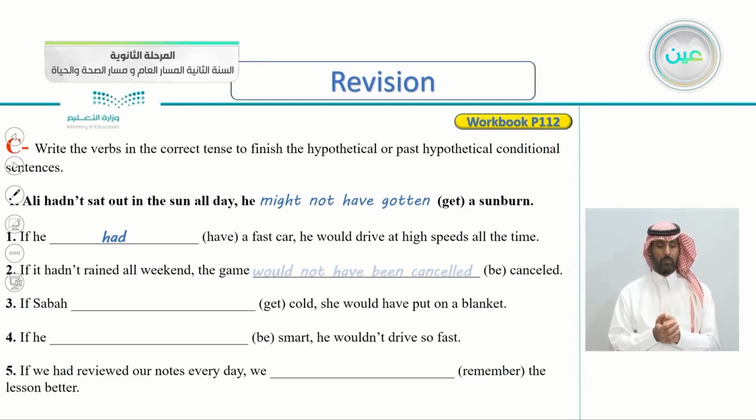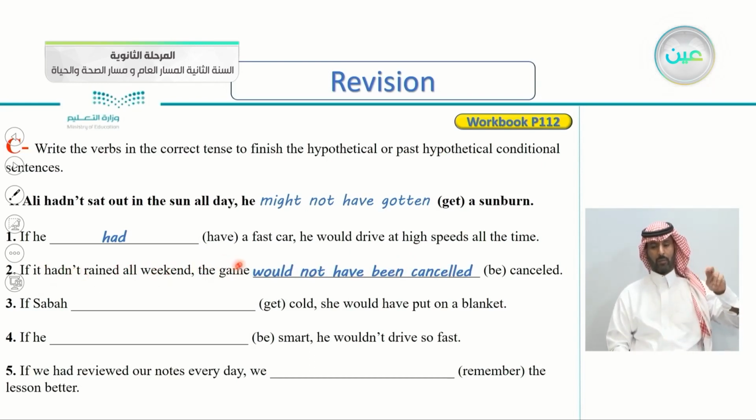Let's check the answer now. The game would not have been cancelled. So again, if it hadn't rained all weekend, the game would not, it means I'm 100% sure. The game would not have been cancelled.